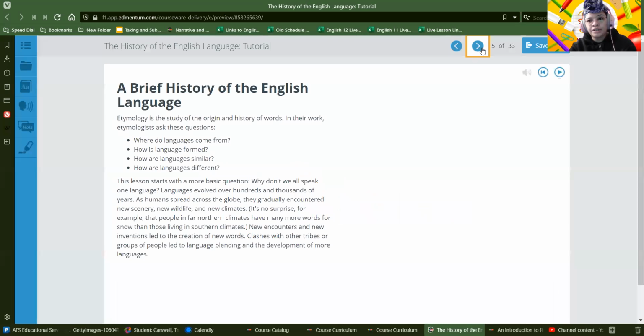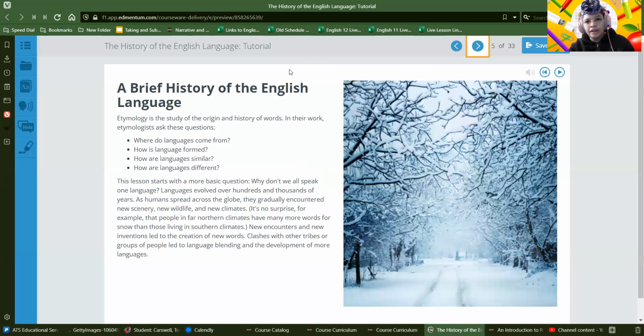The history of the English language is a big topic because there's just so many years of history. And part of the reason why our language is so different is because of the different historical events that have happened over time, where people were, where they settled from. So this lesson just tries to tackle some of that.